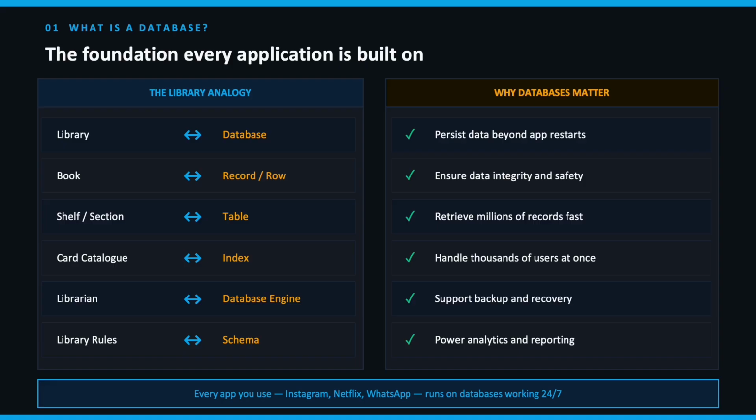Why do databases matter? Now, why does every application need a database? Because without one, your data lives only in memory. The moment your app restarts, everything is gone. A database persists your data, it survives crashes, it handles thousands of users reading and writing at the same time. It makes retrieval fast even across millions of records. Every app you use right now, Instagram, Netflix, WhatsApp, is powered by databases running 24 hours a day, 7 days a week. That is not magic, that is engineering.